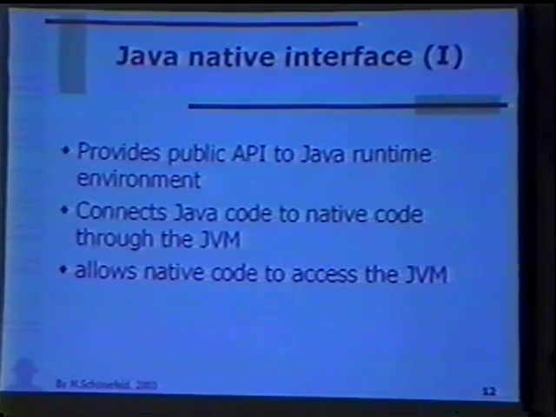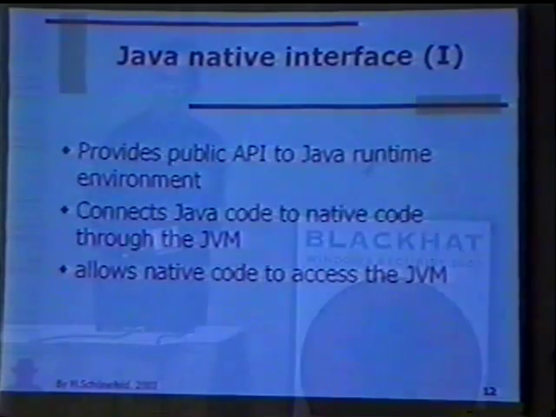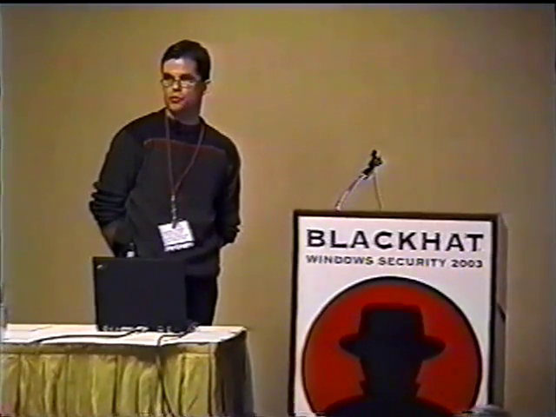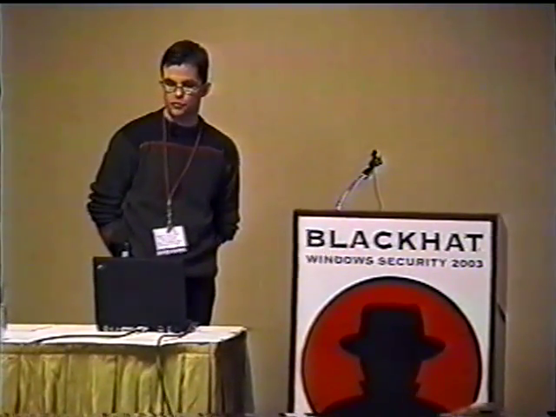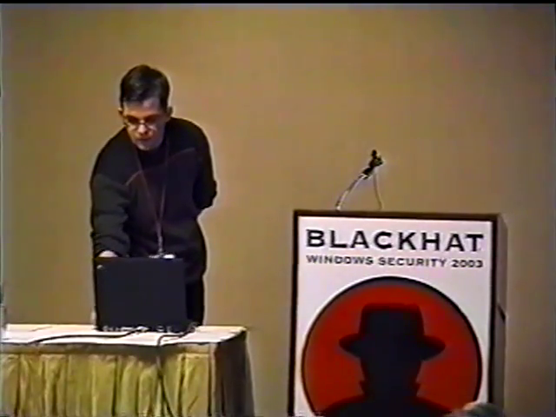So the public API, what did I mean with this sentence? So let's skip the first sentence. It connects the Java code to the native code. That's the most important sentence on the slide, and allows native code. That's the way around the invocation interface to invoke, to start JVMs, and to run Java processes. But this is not the topic of the speech.